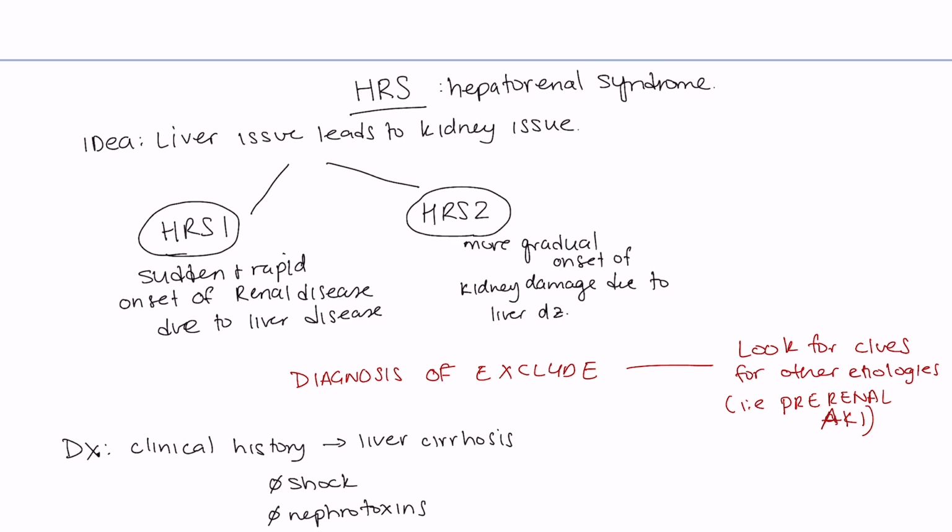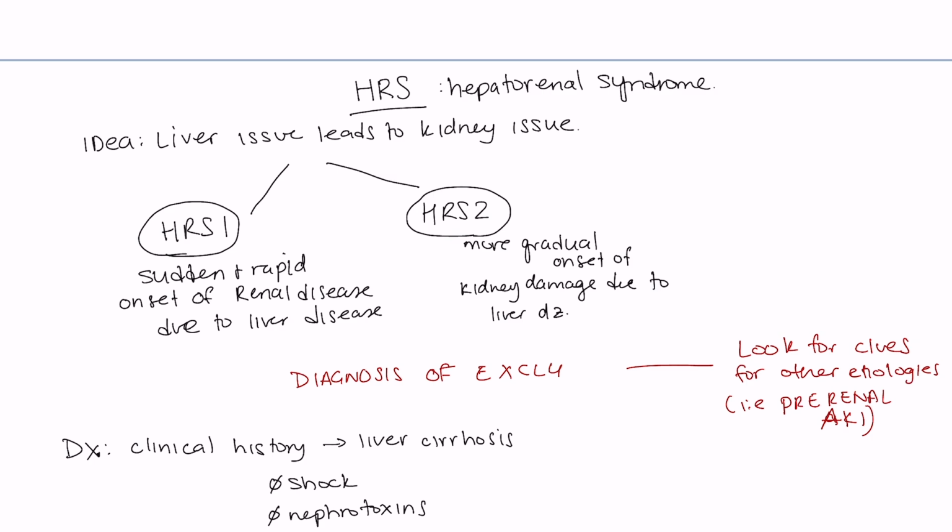Now, it's important to understand that it's a diagnosis of exclusion. So what does that mean? We want to look for clues that point to other etiologies such as pre-renal AKI and try to rule out other disease processes before coming to a diagnosis of HRS.